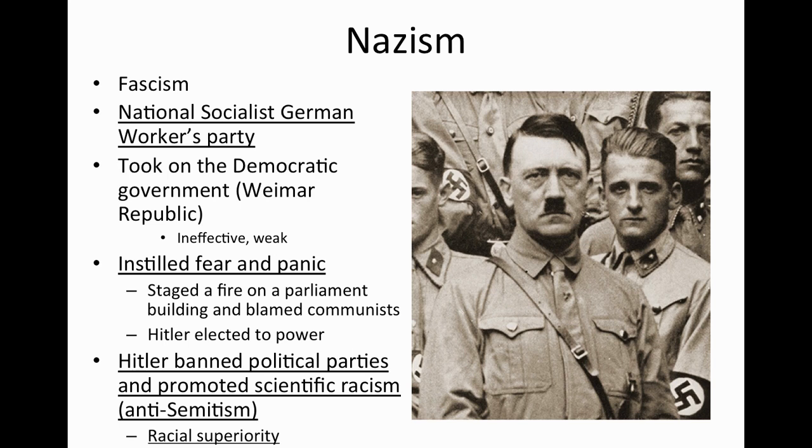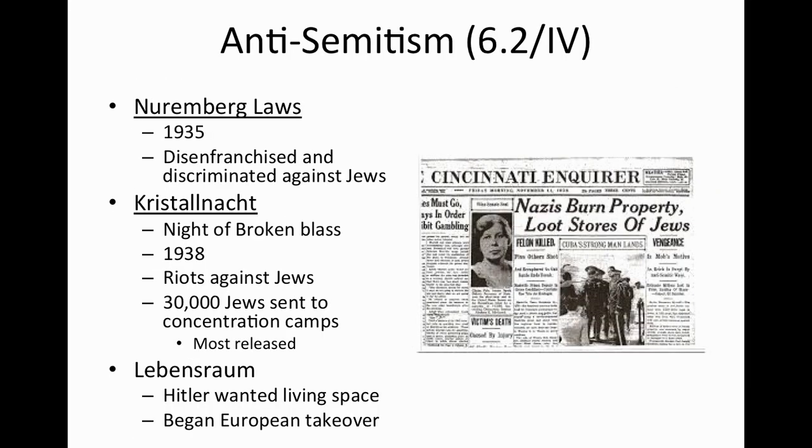Not just Jews, there were other groups he targeted as well. That is known as anti-Semitism, which would be, again, targeting Jews or believing that Jews were inferior. Now, he didn't just go after Jews. They went after homosexuals, people who were disabled, gypsies, who were ethnic minorities in Germany.